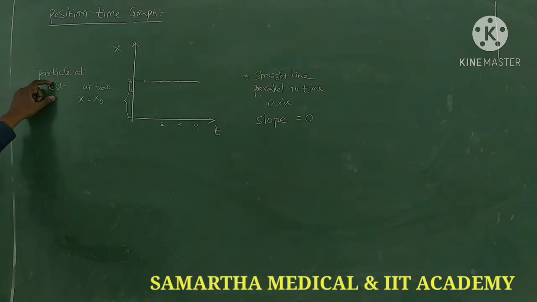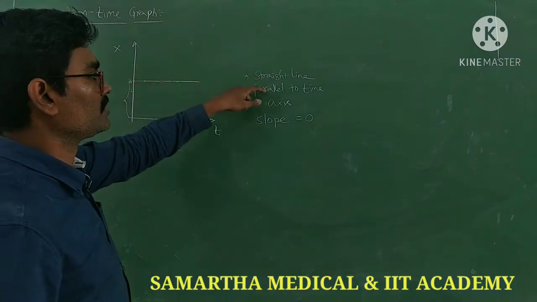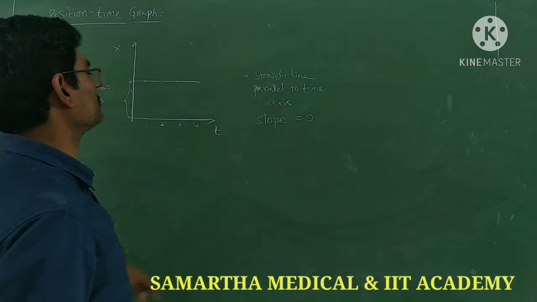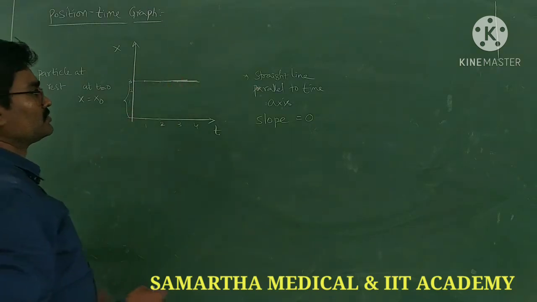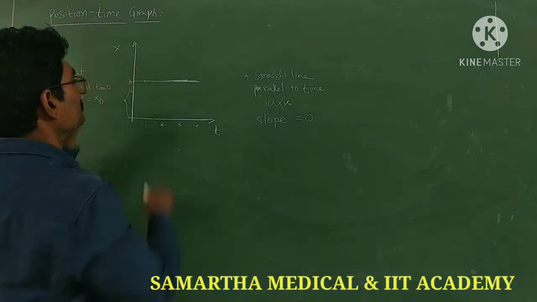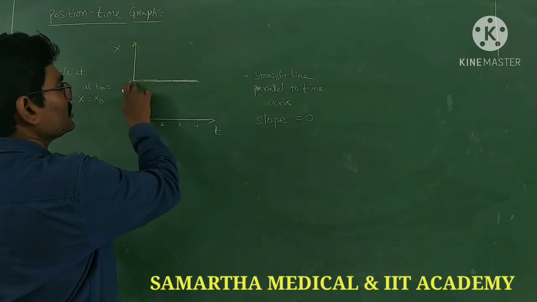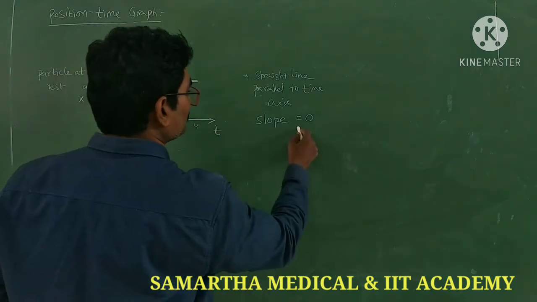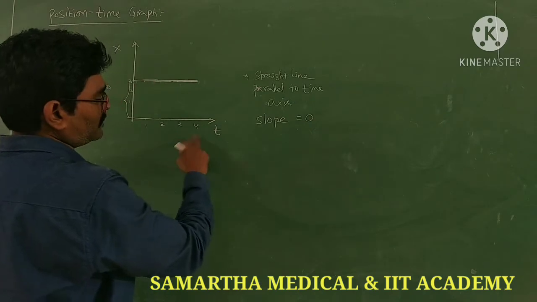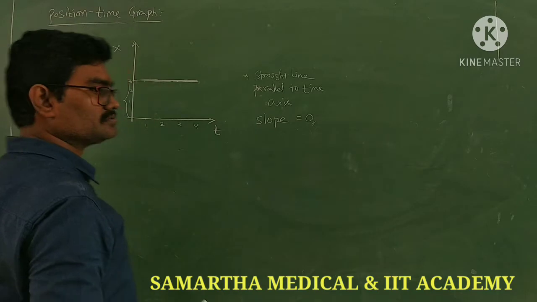Yes. So the particle is at rest at t equal to 0, x equal to x naught. So this is a straight line parallel to the time axis, so the slope of this is equal to 0. Slope is the change in y coordinate by the change in x coordinate. So what is the change in y coordinate? 0. Since it is parallel to the x-axis, the y coordinate is the same everywhere. Change in y coordinate is 0. So delta y by delta x: delta y is 0, and 0 divided by whatever the time change is, you get slope 0, right?